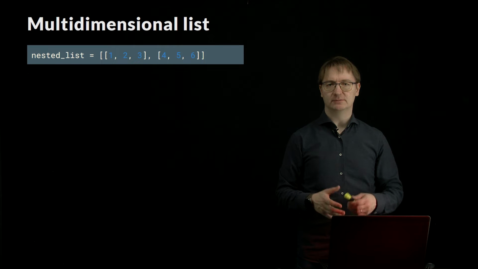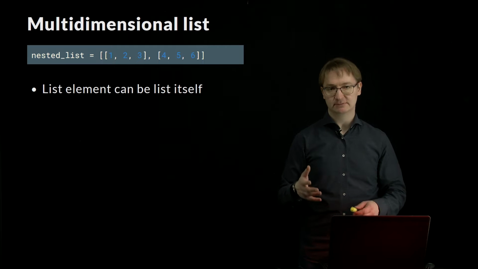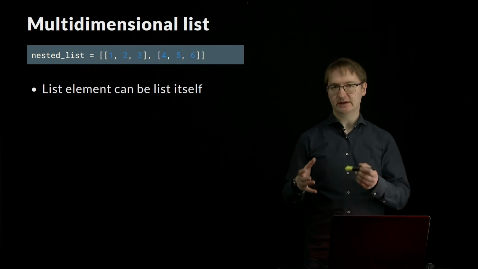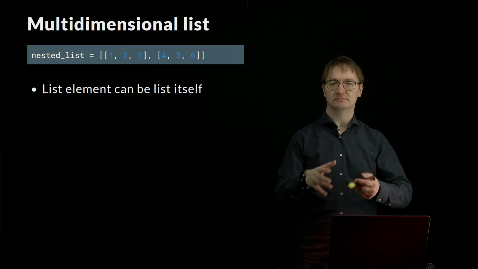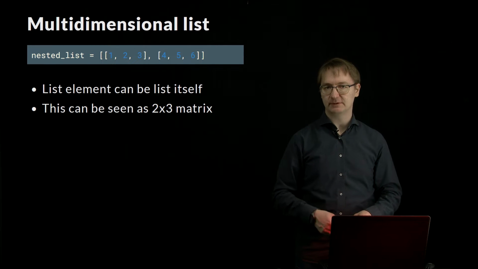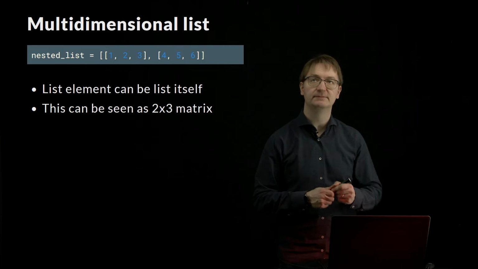Let's talk about multidimensional lists. A list itself can contain other lists. So basically one element inside a list can be a list itself. And here is an example of a matrix basically. Let's try to write it on the board also.